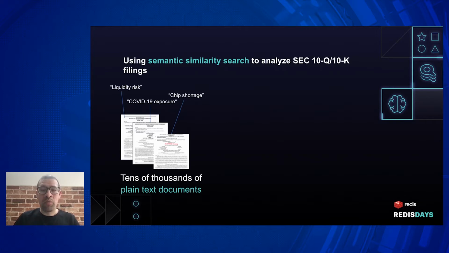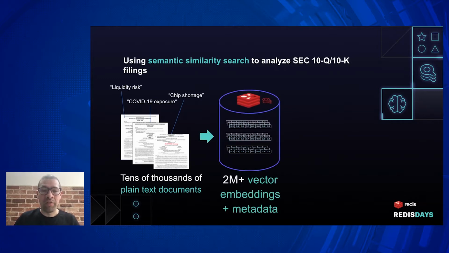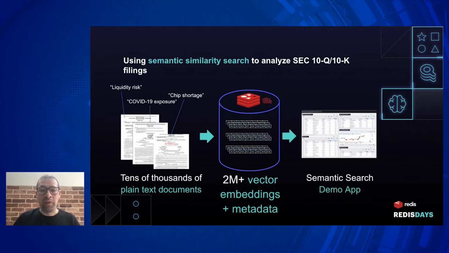Each paragraph was run through a sentence embedder or sentence transformer model to obtain embeddings for each of those paragraphs. This resulted in over 2 million embeddings and their associated metadata. From that point onwards, a team from Redis was able to pick up the data, that is the embeddings and the metadata, load it into Redis hashes, and build the front-end application you're about to see.